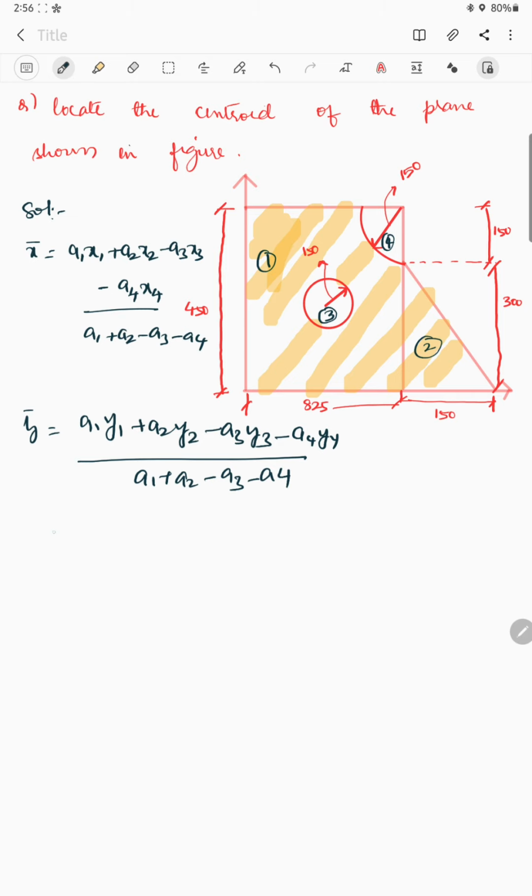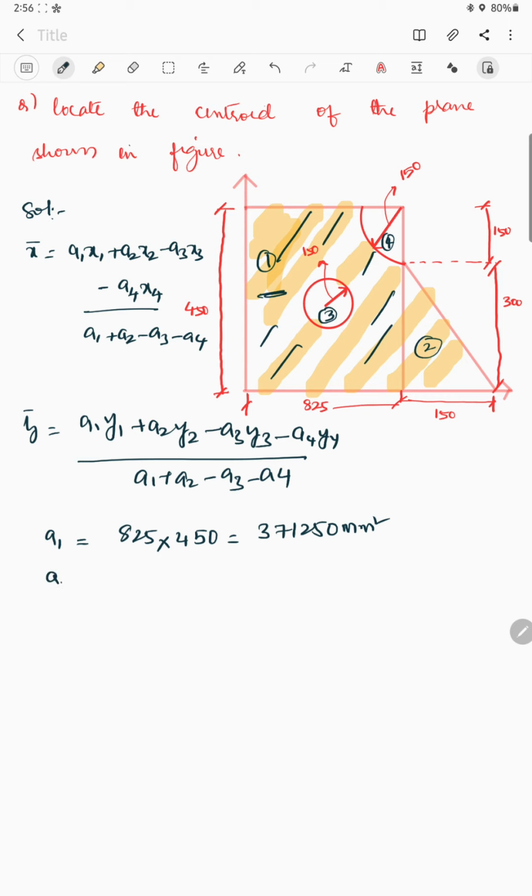So first we will calculate a1. What is the value of a1? What is the area of the first figure? This figure is a rectangle, right? This is a rectangle of size 450 by 825. So simply 825 into 450. 825 into 450 will be how much? 371250 mm square. This is the area of the first figure.